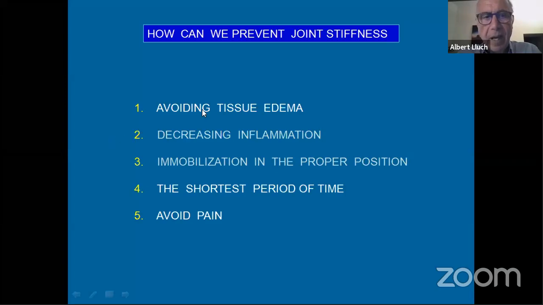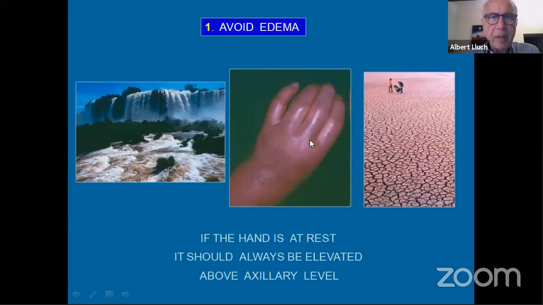Inflammation cannot be avoided because we need inflammation for the repair of the lesion, but just at the minimum. Then immobilization of the joints in the proper position, for a short period of time, and the most important of all is to avoid pain. To avoid edema is very easy.